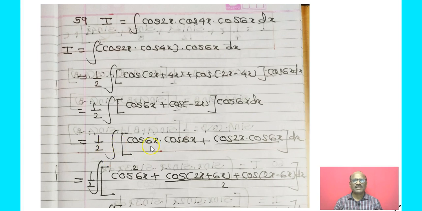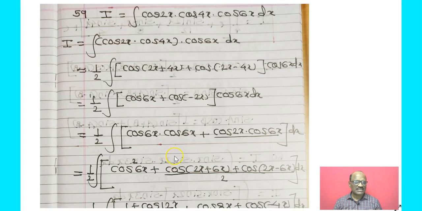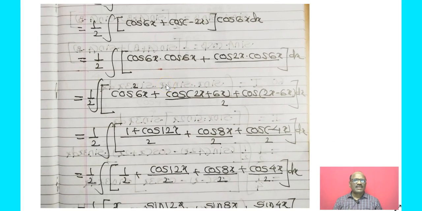That is 1 upon 2 integral cos of 6x and the cos of 6x plus cos of 2x into cos of 6x dx. Now again the cos of 6x into cos of 6x means what? Cos square 6x. Now see this, again here one more result. That is the cos of 2x into cos of 6x means what? 1 upon 2, that is the cos of a plus b plus cos of a minus b. And again that is 1 upon 2.